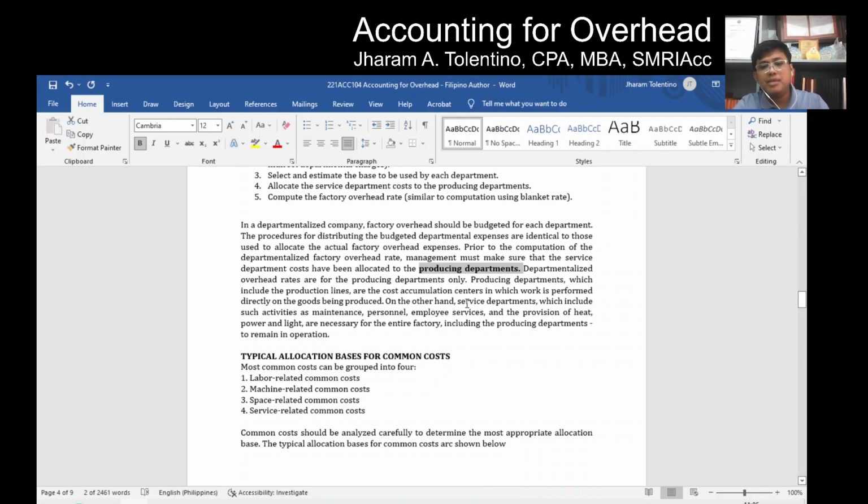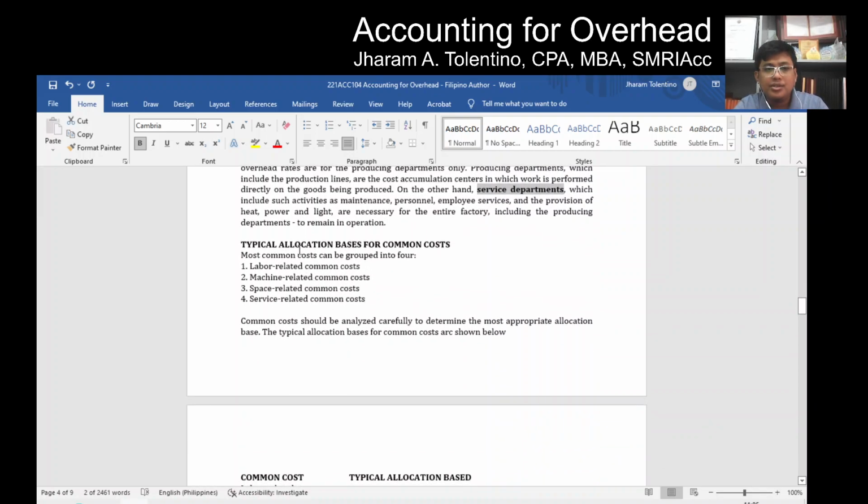Kaya lang, ang problema, itong mga service or support departments, binanggit ko kanina, hindi naman natin ma-allocate directly yung kanilang cost sa products. Kaya ang gagawin, i-allocate natin sila muna or charge muna natin sila sa producing department. Okay?